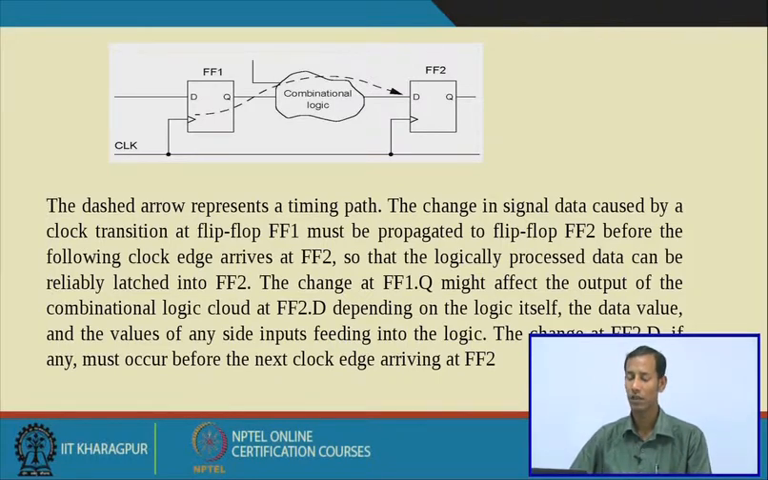Suppose you take one example. This one is an example. Suppose two flip-flops are there, and in between them there is one combinational circuit. Now, you see the change in the signal data caused by the clock transition at flip-flop 1, before the following clock edge arrives at flip-flop 2, so that the logically processed data can be reliably latched into flip-flop 2.